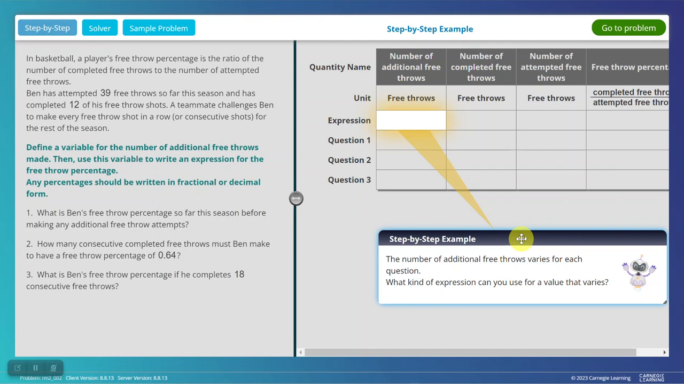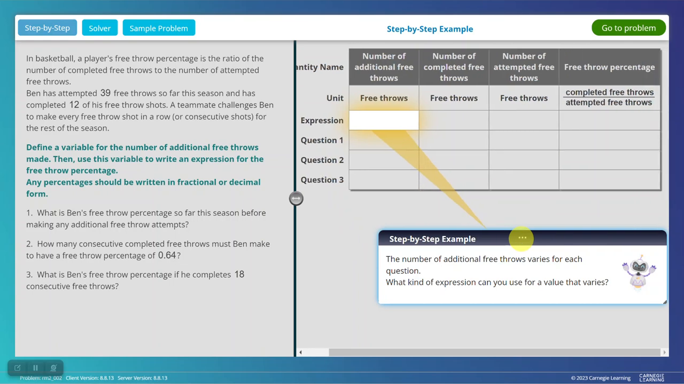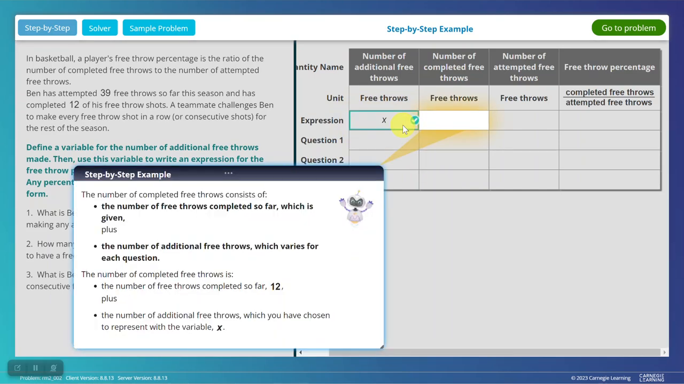Okay, so we see this table here. We've got an expression for the number of additional free throws. So we need to define some sort of variable. So what kind of thing can we use? Let's try just x. Then we have the number of completed free throws. So the number of completed free throws consists of the number of free throws completed so far, which is given, and we're going to add to that, so plus the number of additional free throws.